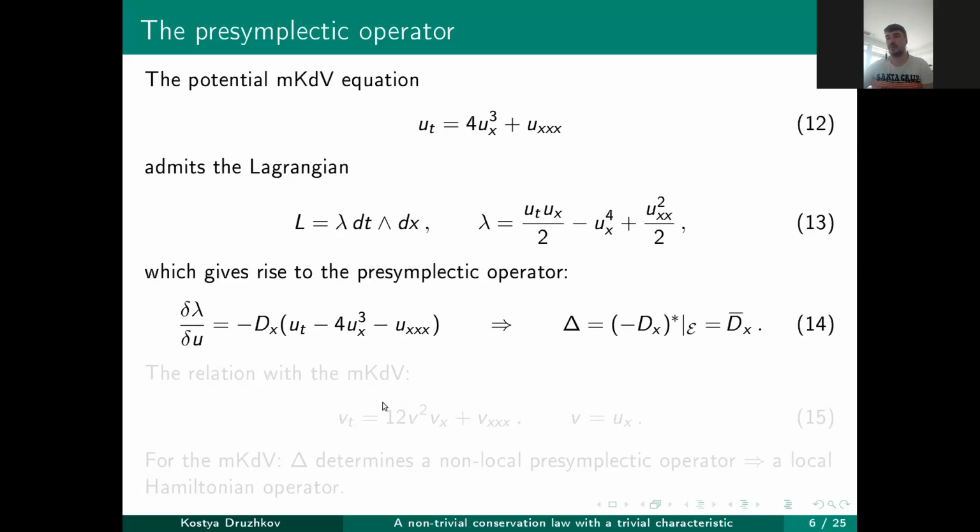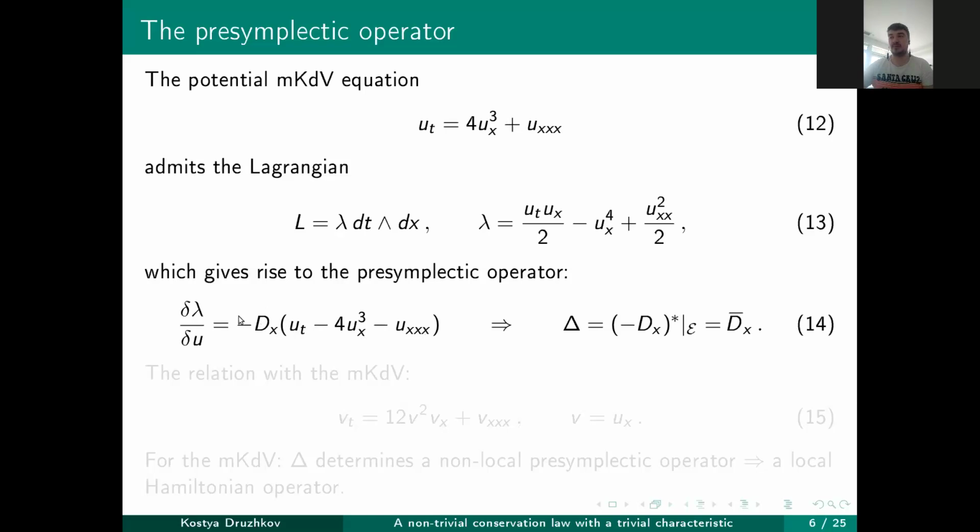So we consider the Lagrangian 13, and this Lagrangian gives rise to the pre-symplectic operator given under the formula 14. So if we consider the corresponding variation of this component, then we get the right-hand side. On the right-hand side, it's easy to see that we have some total differential operator applied to the equation. If we rewrite it with the equation itself on the left-hand side and 0 on the right-hand side, we have a total differential operator applied to the equation itself, to the section that describes the equation.